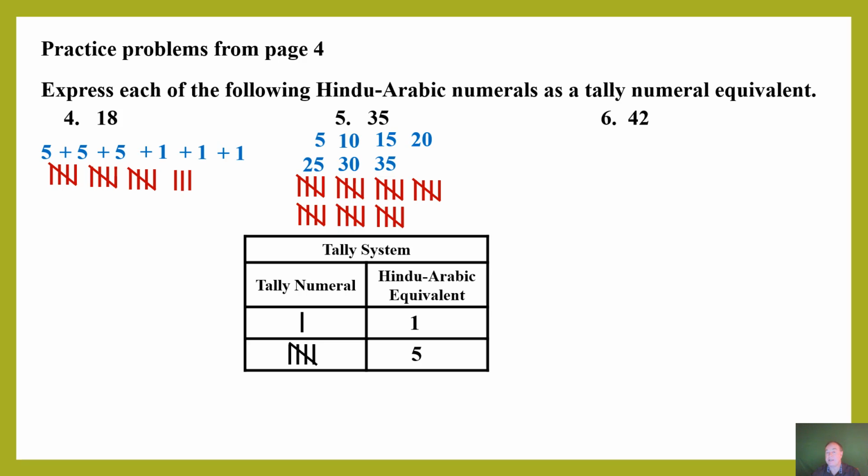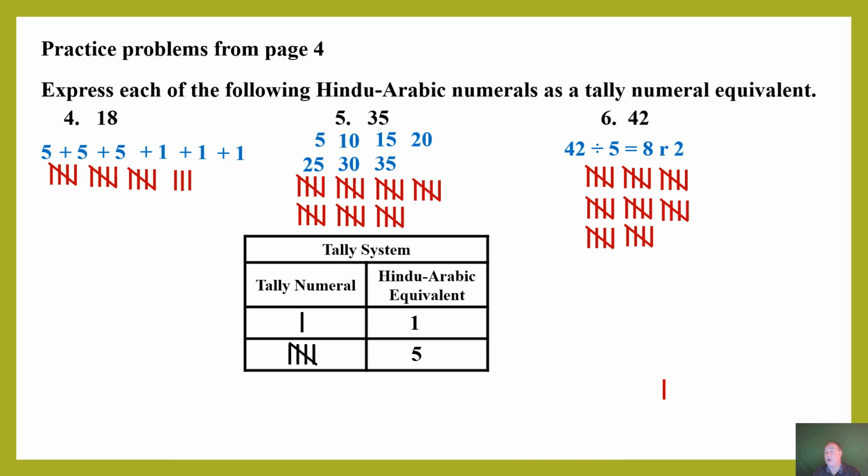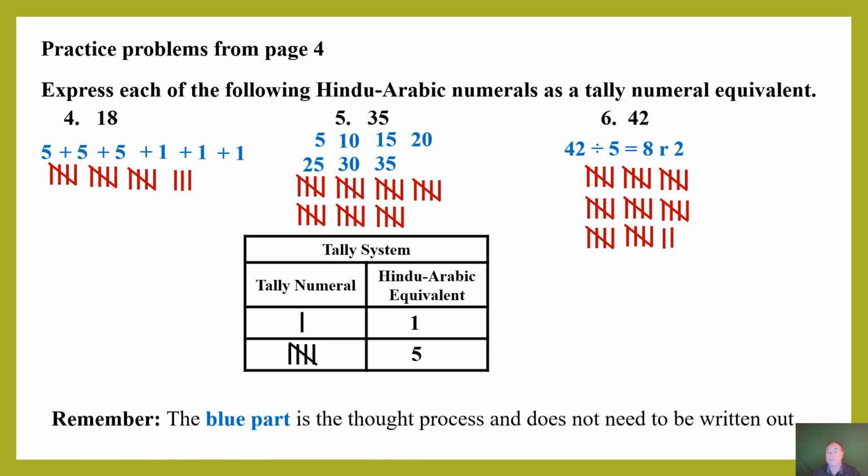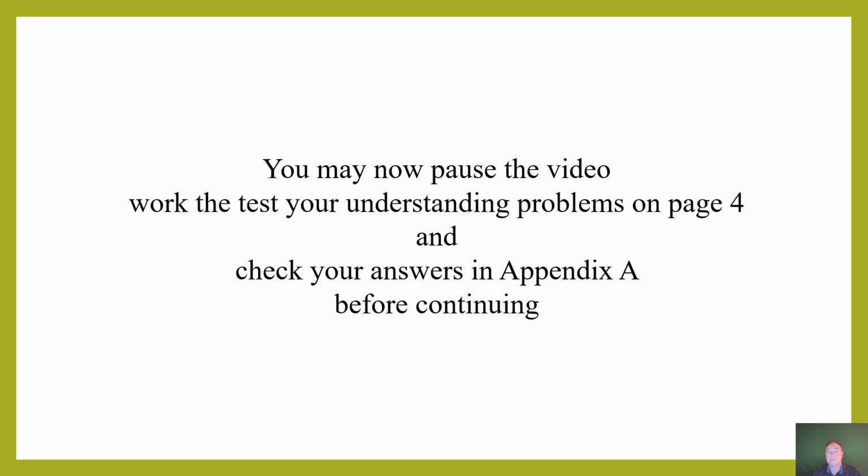So it would be 7 sets of 5. Now if I use division for number 6, 5 into 42 goes 8 remainder 2. So I'm going to end up with 8 5s and 2 1s. Any of those methods are fine for writing a tally numeral equivalent. Now, you may now pause the video, work the test your understanding problems on page 4, and check your answers in Appendix A before continuing to section 1.3.